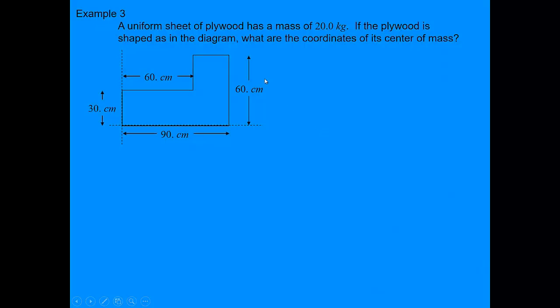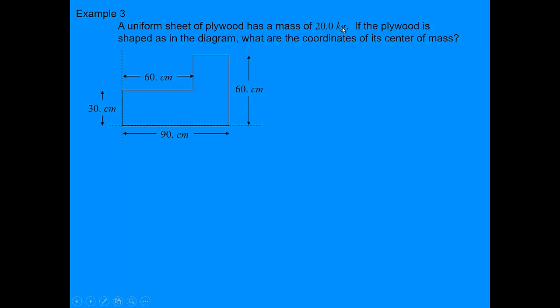So, last example in this video. First time we're going to deal with something that's not particles. Here's a piece of plywood, which I'm going to say is uniform, right? So it's the same throughout, right?